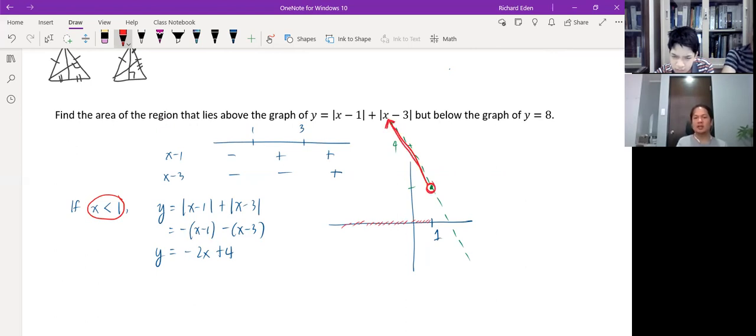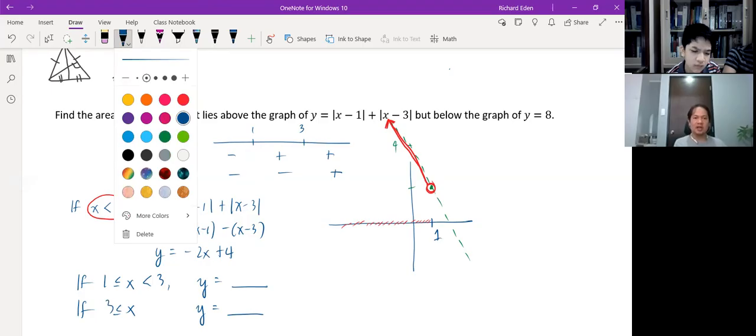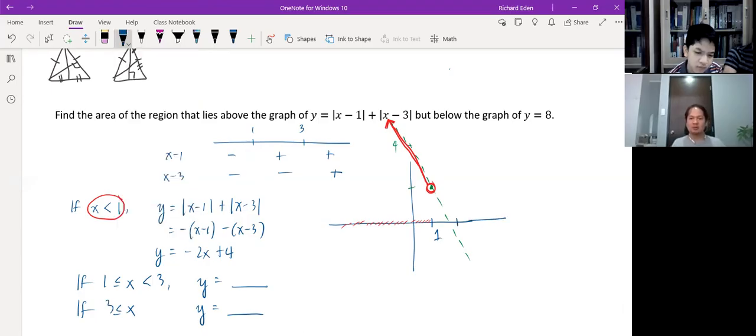So this red ray is not the entire graph, but only part of the graph. And then next would be, what if x is greater than or equal to 1 and less than 3? How's the function going to look like? And lastly, if x is greater than or equal to 3, how is the graph of the function going to look like? So taking the union would be putting together the graphs of the 3 different functions, like Lego pieces. The turning points are 1 and 3.